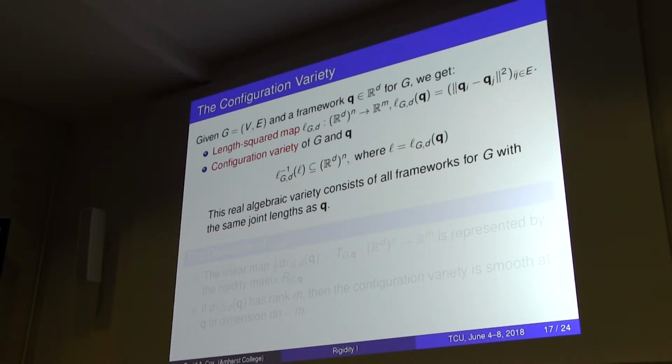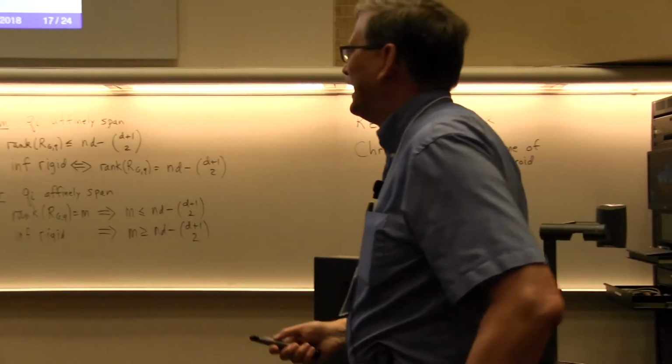And then if you think about it, what we're really interested in is, if I'm given a configuration, it has a bunch of edge lengths, and the configurations I'm interested in are the ones based on the same graph with the same edge lengths. And that's really just the inverse image of this guy. And so it's a real algebraic variety, and it's all frameworks for G with the same joint lengths as Q. And again, the joint lengths I care about are the ones indexed by the edge set E. And so now we're doing some real algebraic geometry. It's early in the morning, but we are over the real numbers.